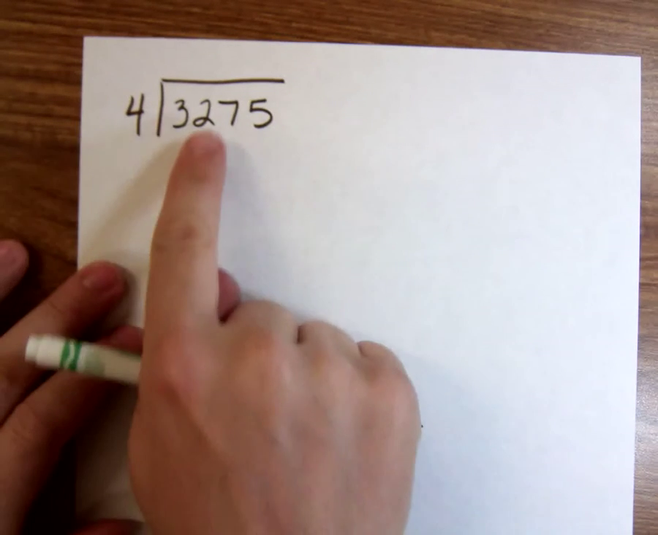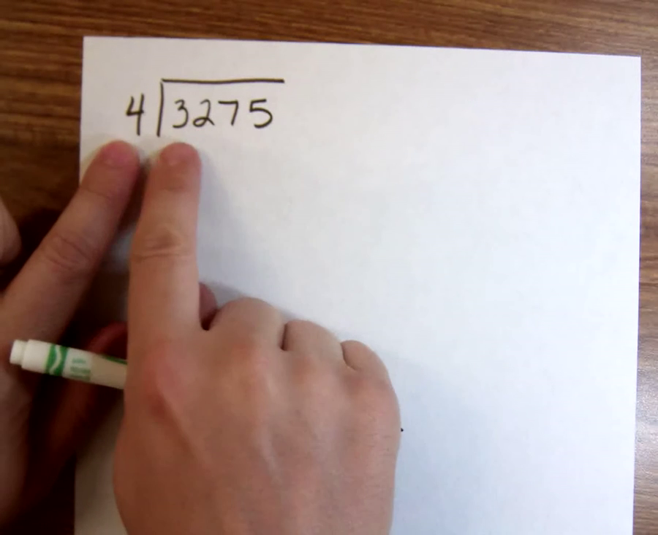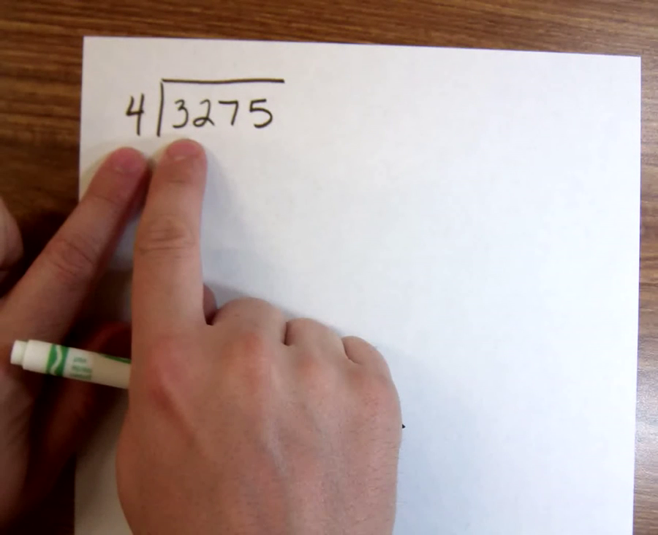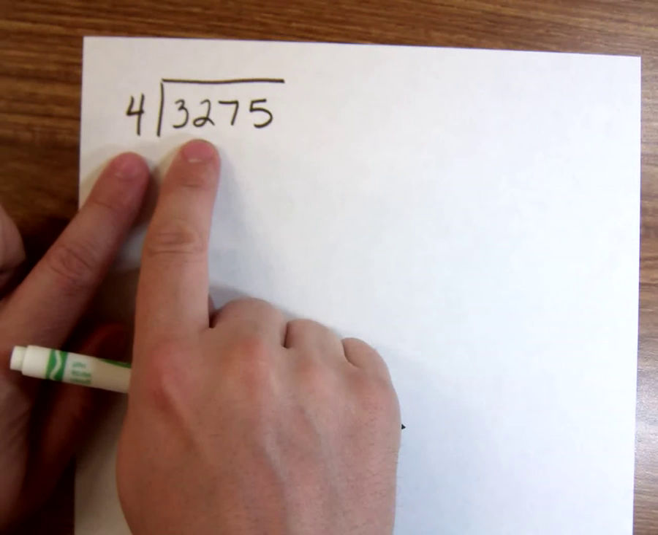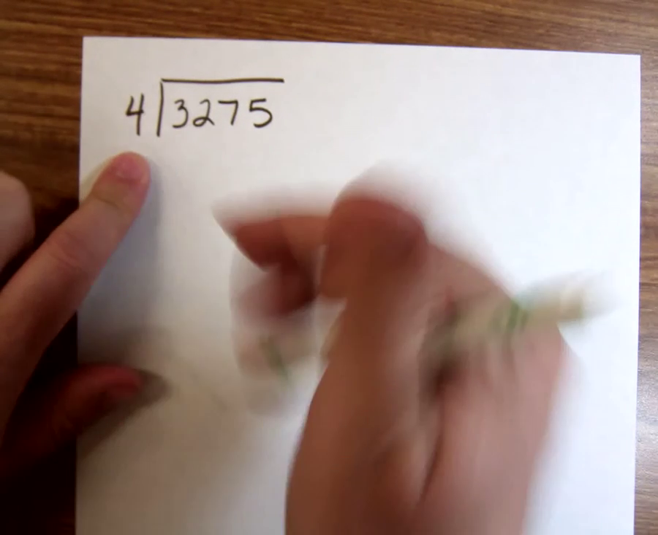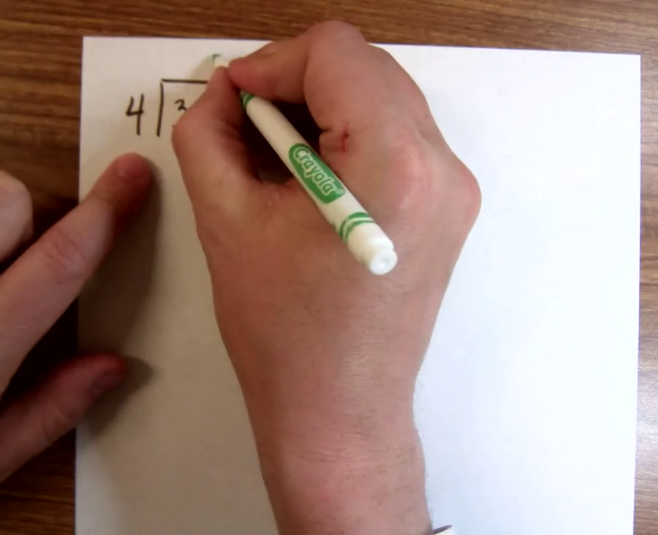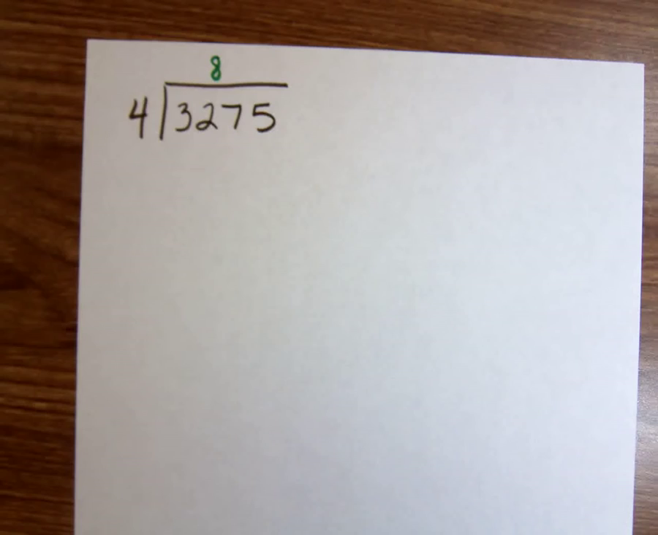Divide. What's 32 divided by, well, really you should say, what's 3 divided by 4? And the answer is less than 1. Then you move on to the next one. 32 divided by 4 is 8. So we put the 8 right on top of the 2 in 32, right? Then what?